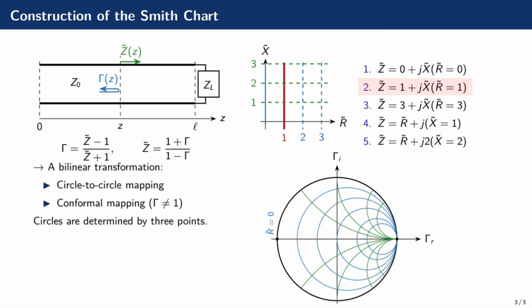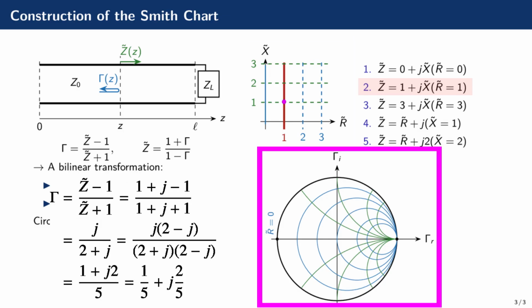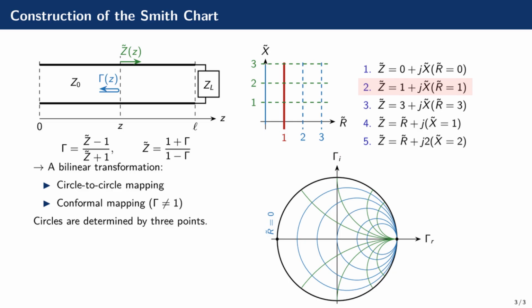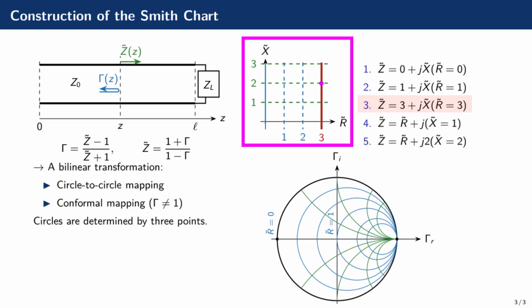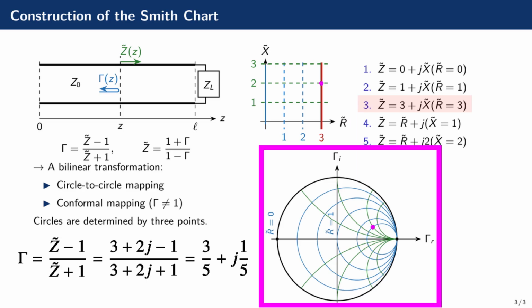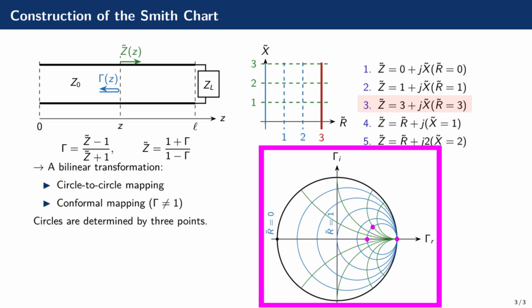Next, consider R tilde equals 1. When Z tilde is 1, gamma is 0. When Z tilde is 1 plus j, gamma is 1/5 plus j 2/5. Again, the point at infinity maps to gamma equals 1. The circle through these 3 points is the constant resistance circle for R tilde equals 1. Next, consider R tilde equals 3. When Z tilde is 3, gamma is 1/2. When Z tilde is 3 plus j2, gamma is 3/5 plus j 1/5. Together with gamma equals 1, these points determine the constant resistance circle for R tilde equals 3.